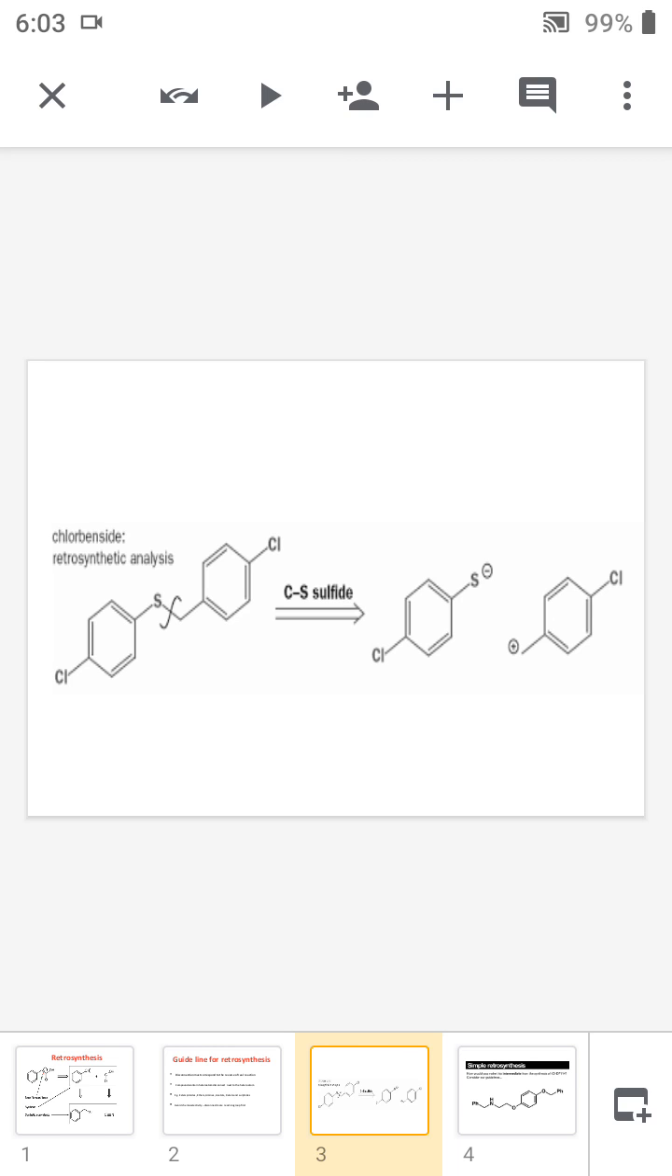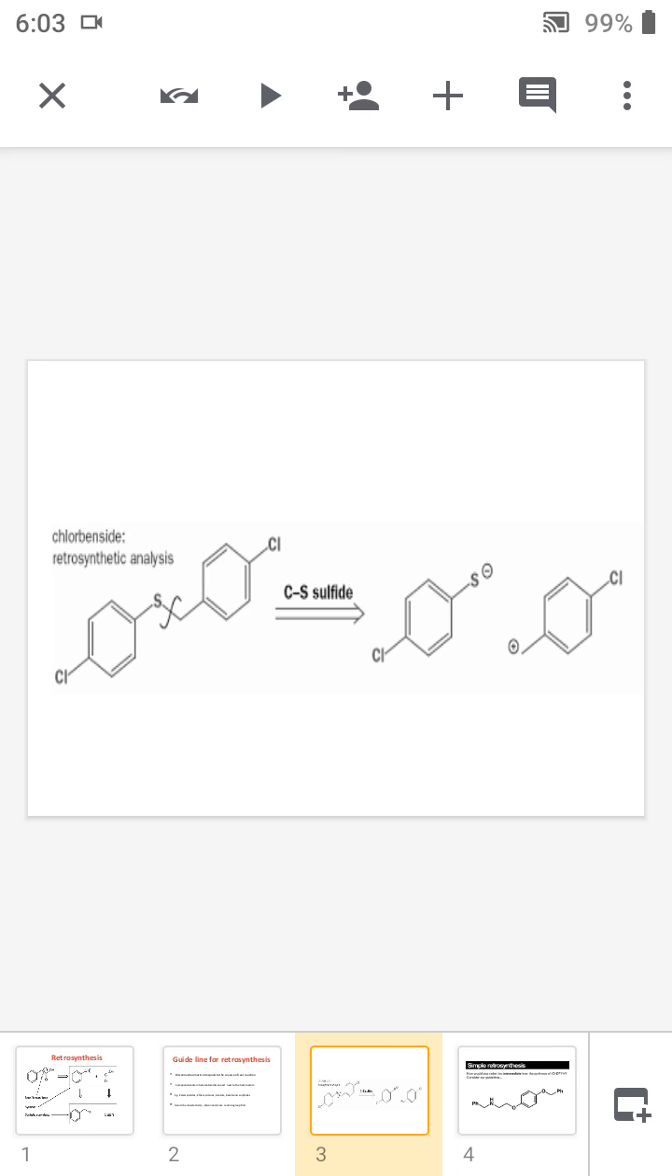We cannot disconnect the CCl bond, because if you are disconnecting the CCl bond, we will get Cl minus and C plus. And the C plus exists in the phenyl ring. That's why we have to avoid this disconnection, because if you are creating the positive charge in the benzene ring, it is very difficult to convert into the reagent. That's why we cannot disconnect the CCl bond here.